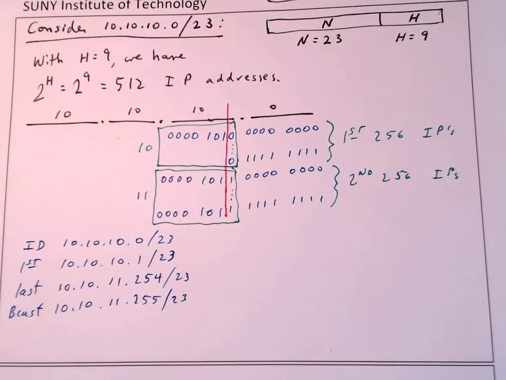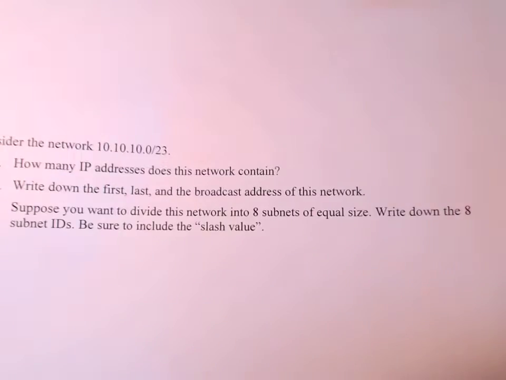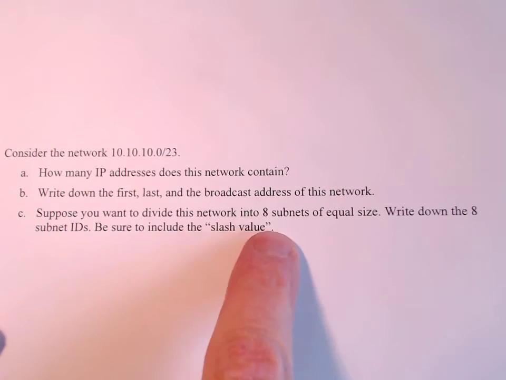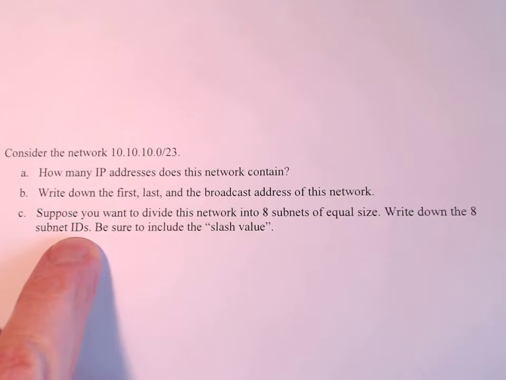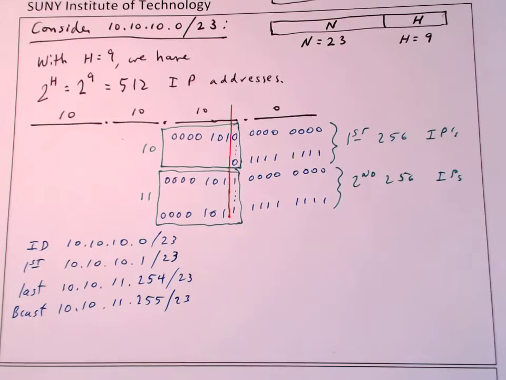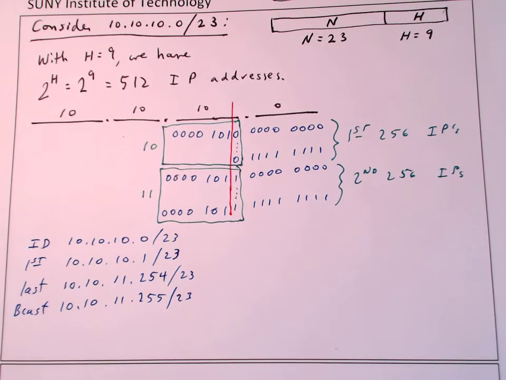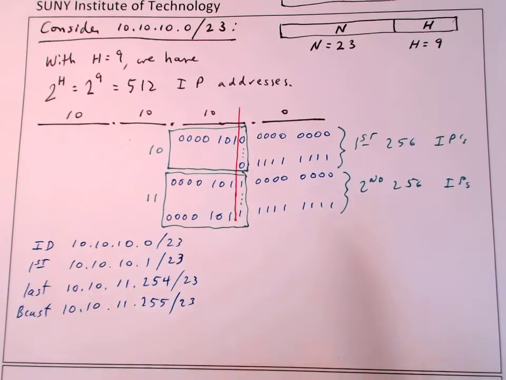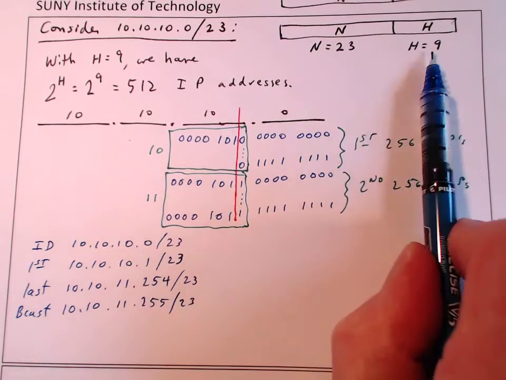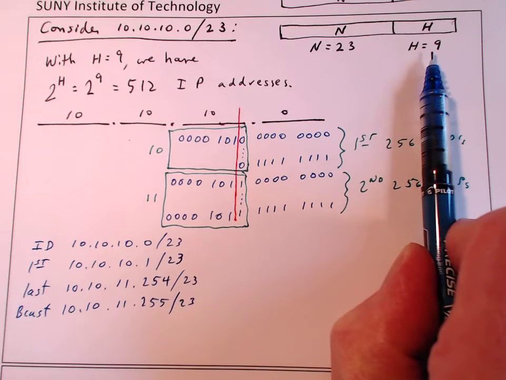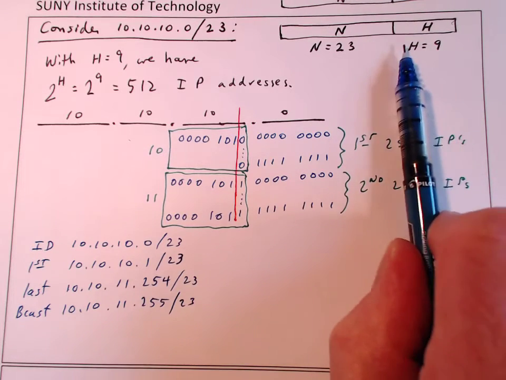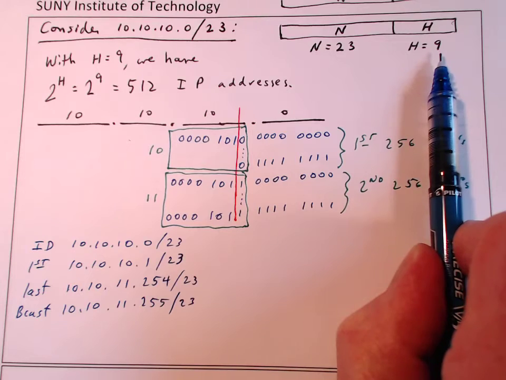Okay, in this video I'm going to continue the problem we just started, and I'll do part C. This one says we're going to take this /23 network and divide it into 8 subnets of equal size, and I want to write down the subnet IDs for these 8 subnets. So I'm going to look back up at my diagram of the IP address, 32 bits wide, 23 bits for the network, 9 for hosts. But now I'm going to divide it up into 8 subnets. So I'm going to steal some bits of these 9 for subnetting and leave the others for hosts.